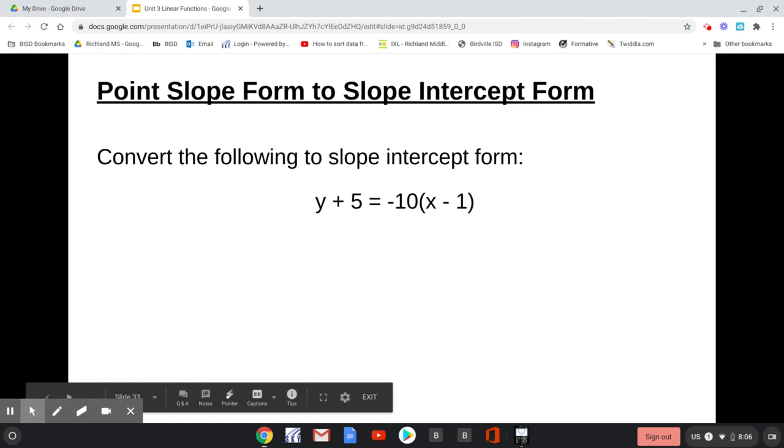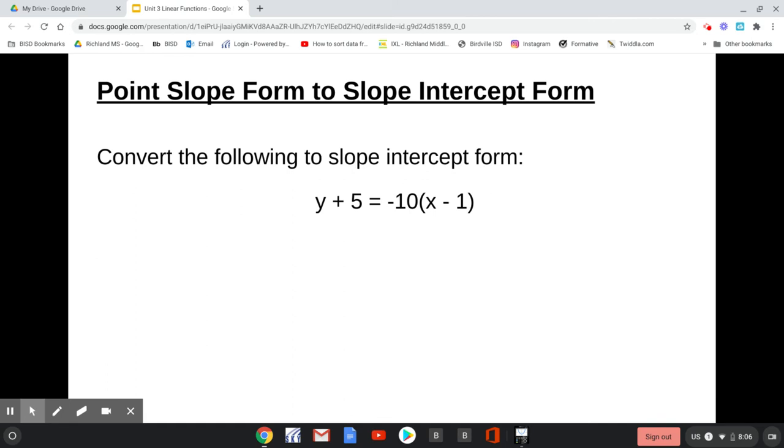Nope, that's it. That is some more examples to help you with today's assignment on point slope form.